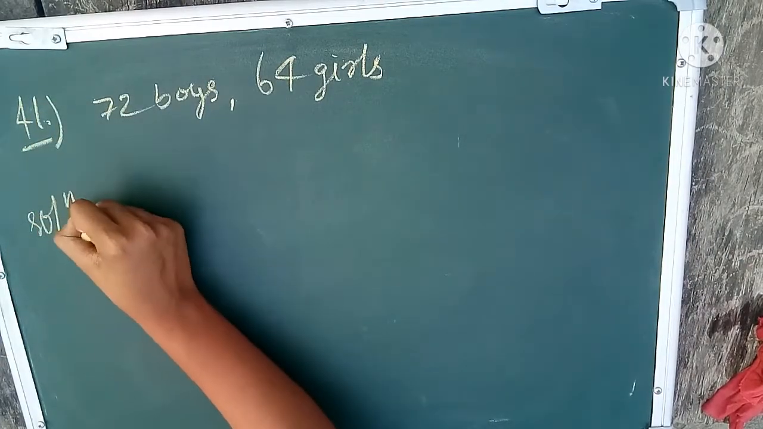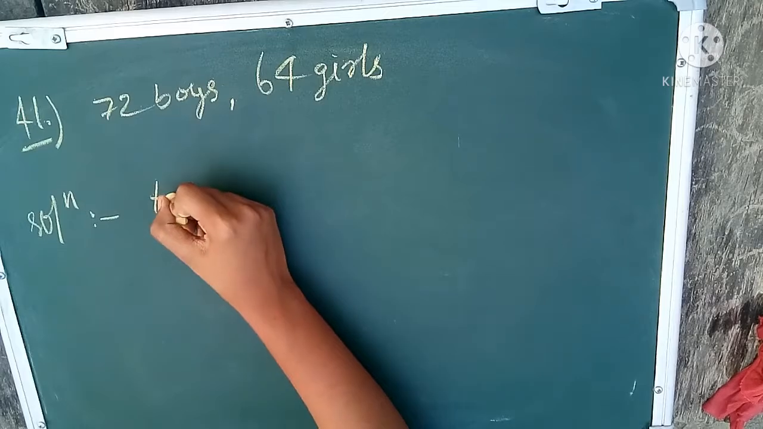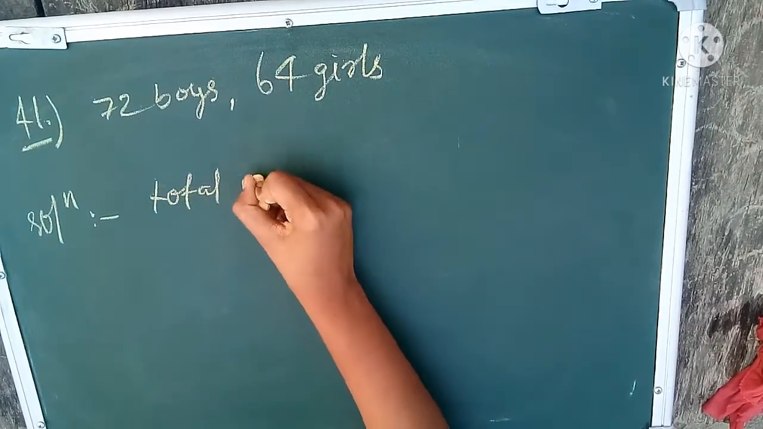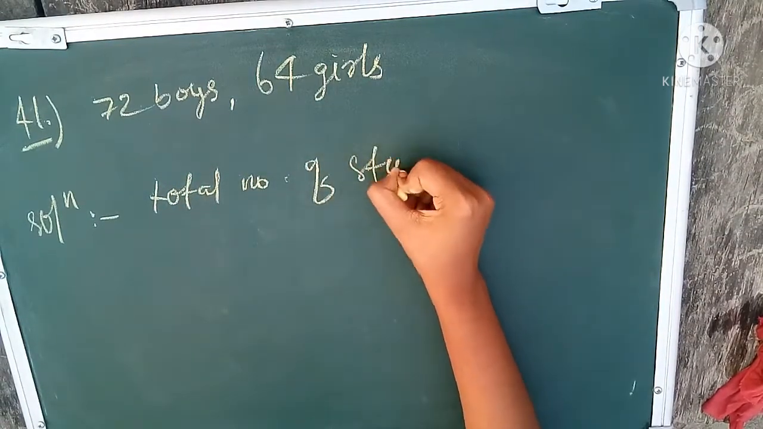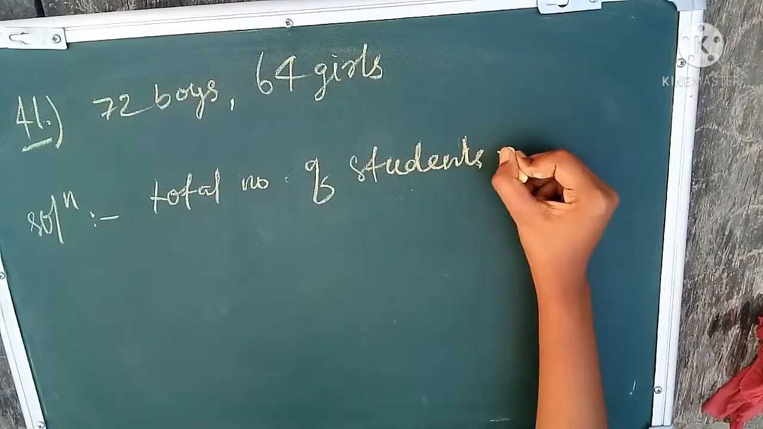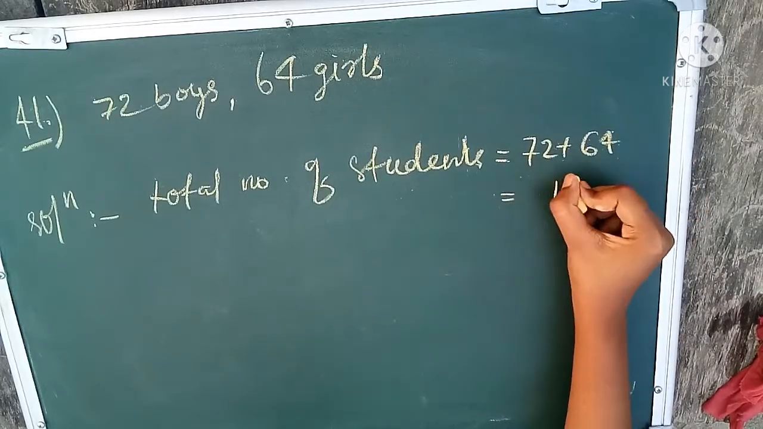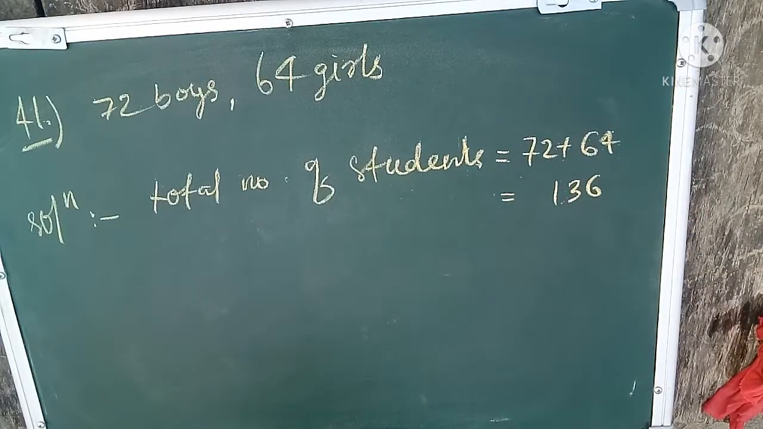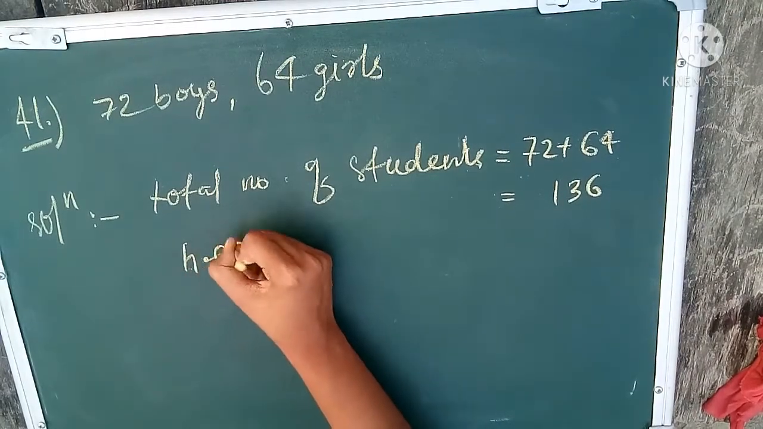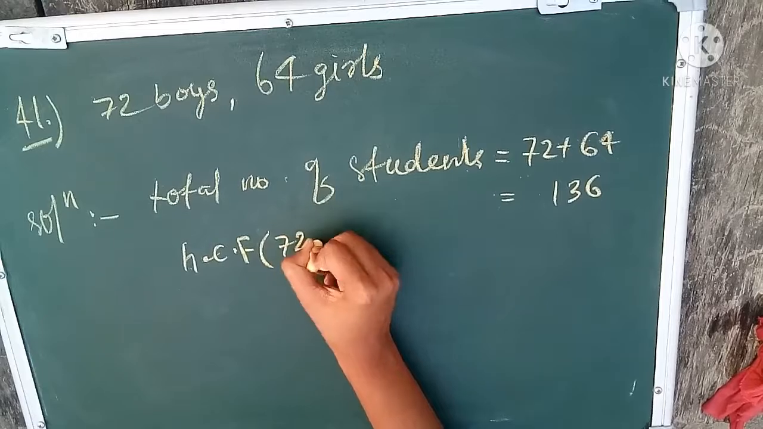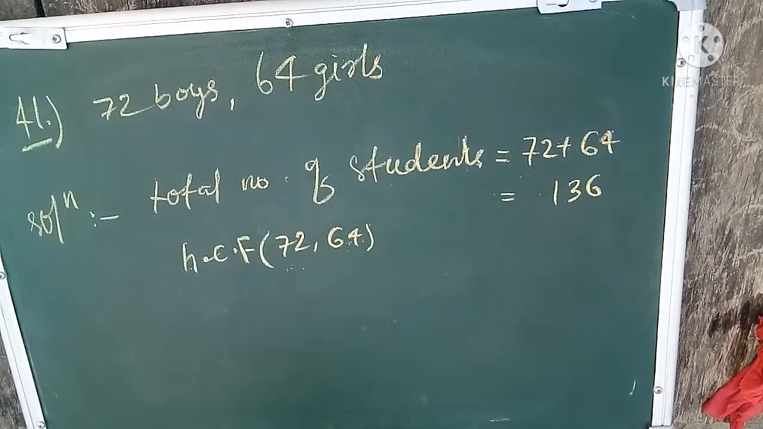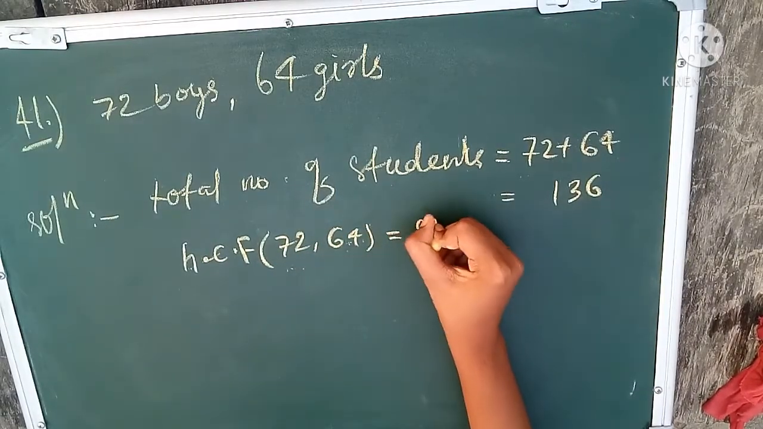Let us solve this question. The total number of students in the class is equal to 72 plus 64, which is equal to 136. Each group should contain either only boys or only girls. Then for that we need to find the HCF of 72 and 64. If we find the HCF, we will get 8 as the HCF.